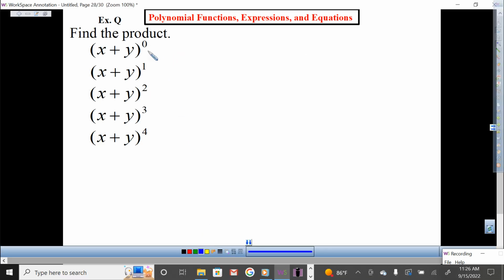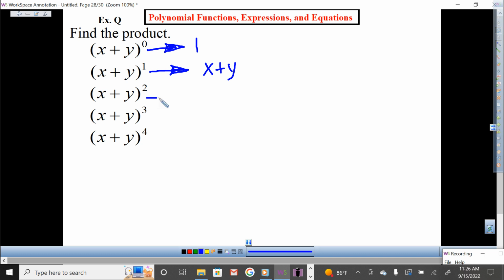Tell your neighbor what the product of this is. Correct answer is 1. Tell your neighbor the product of this one. Yeah, x plus y. Okay. See what I did? I just kind of tweaked your noodle just so that you can see that. Now, here goes the real, I'm not going to say test, I'm going to say partay.